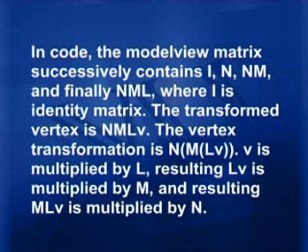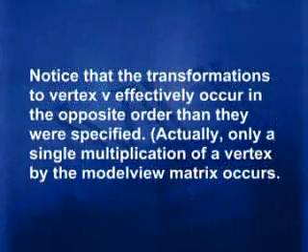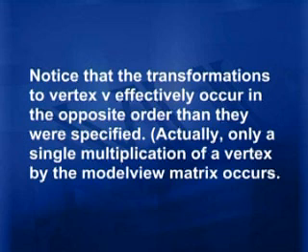multiplied by N. So the order of multiplication would be that V and L would be multiplied together to form LV, and then multiplication of this resultant with M would be performed, and then the multiplication of that resultant MLV would be performed with N. Notice that the transformations to vertex V effectively occur in the opposite order than they were actually specified. Actually, only a single multiplication of a vertex by the model view matrix occurs.